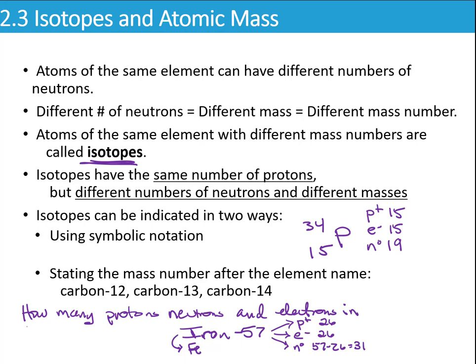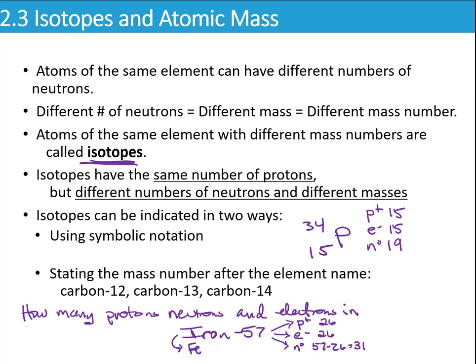So with symbolic notation, you should be able to figure out protons, neutrons, and electrons. Given the mass number after the element name, you should be able to figure out protons, neutrons, and electrons. And if I just gave you an element, like sodium, then you would know to use the periodic table. You would find Na on the periodic table, and know that there are 11 protons and 11 electrons. Then you would take the atomic mass, round it to the nearest whole number, and subtract to figure out the average number of neutrons. Okay?